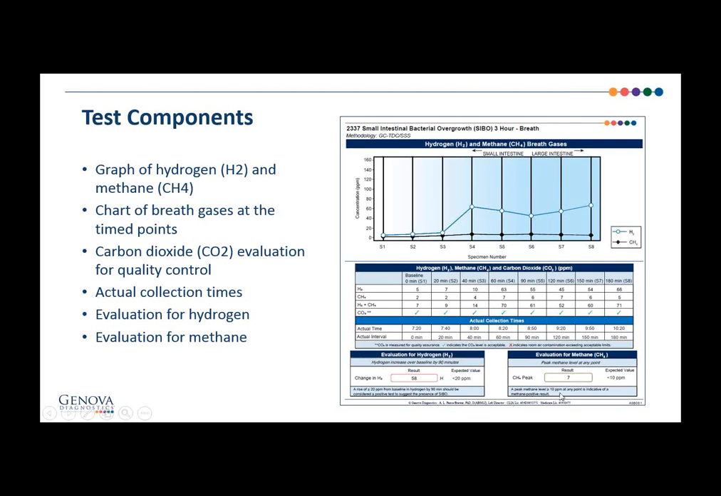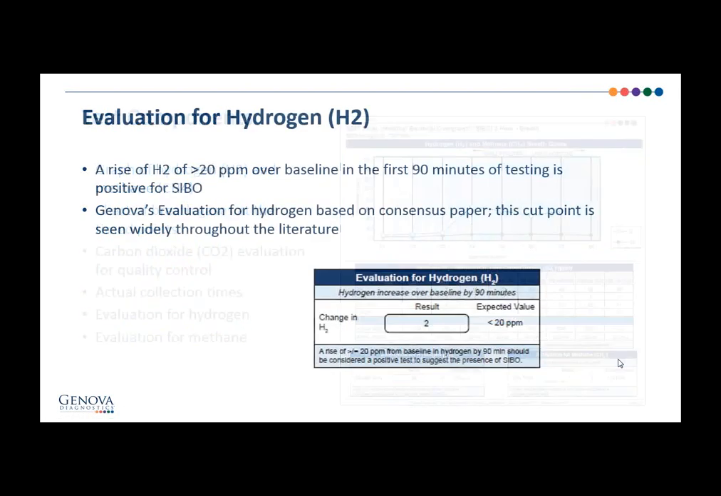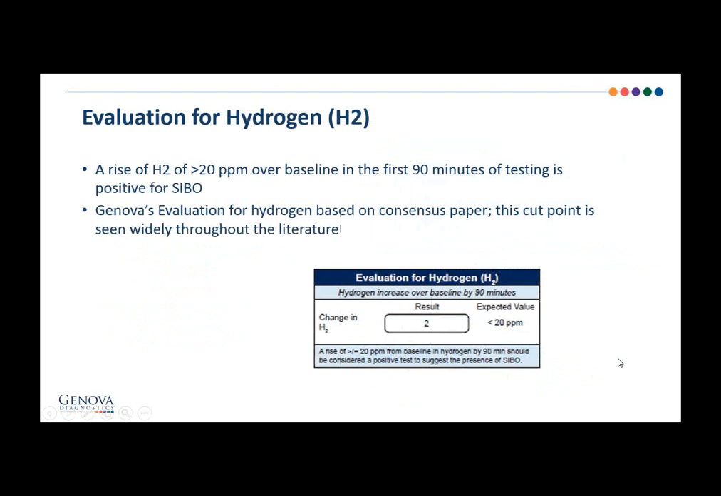And then at the bottom is the interpretive information, so the evaluation for hydrogen at the bottom left and the evaluation for methane at the bottom right. So let's jump in and talk about that interpretation, particularly the evaluation for hydrogen.